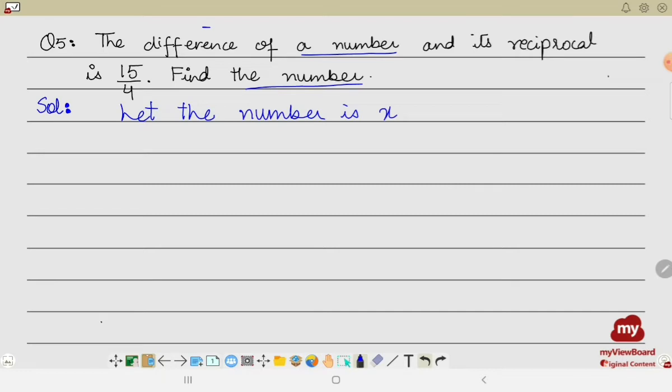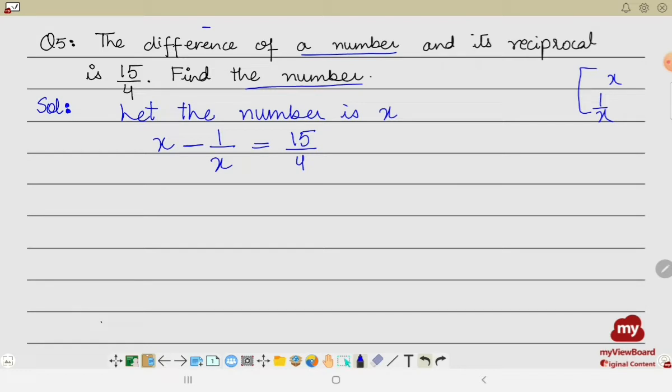So if we have considered x as a number, the reciprocal will be 1 by x, right? So the difference means minus, of what? Of the number and its reciprocal, then that is given to be as 15 by 4, right? So we have applied the condition on this given number x, right? Now we are supposed to solve it further.